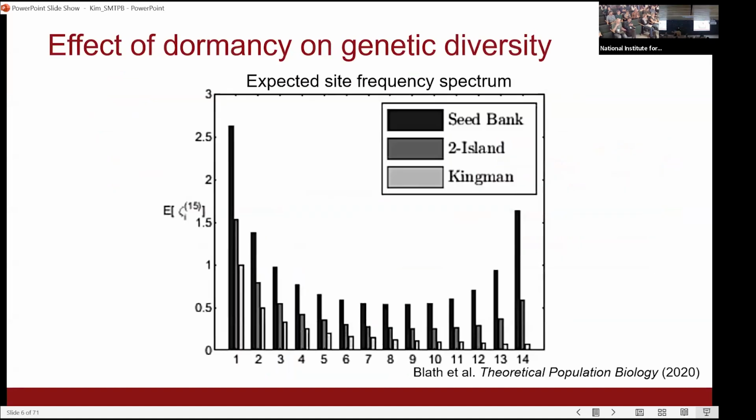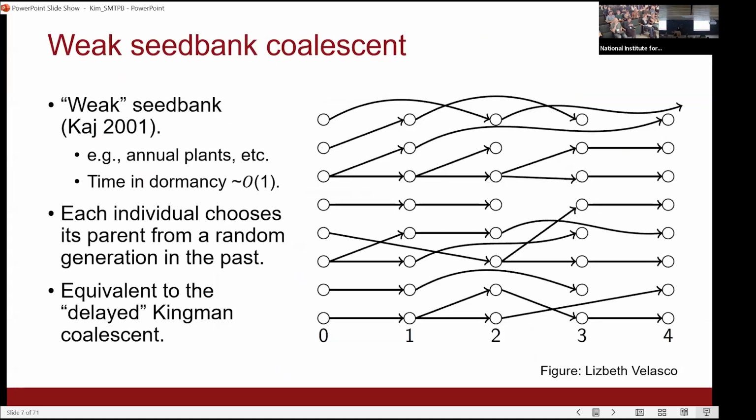You can see under this expected site frequency spectrum, the black is the dormancy model, the second darkest is the two-island structured coalescent model, and the lightest one is the Kingman coalescent model. So you can see dormancy can have a huge impact even on the genetic diversity and its expected site frequency spectrum. So there have been two major coalescent models accommodating dormancy.